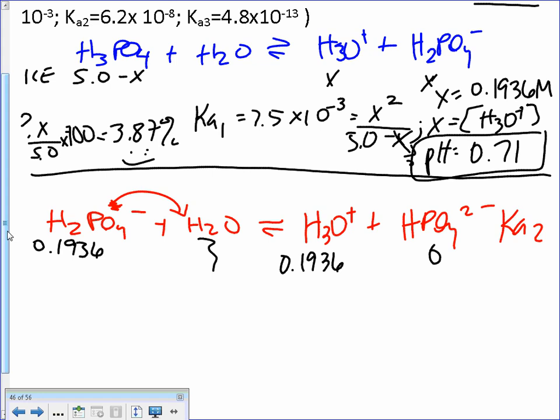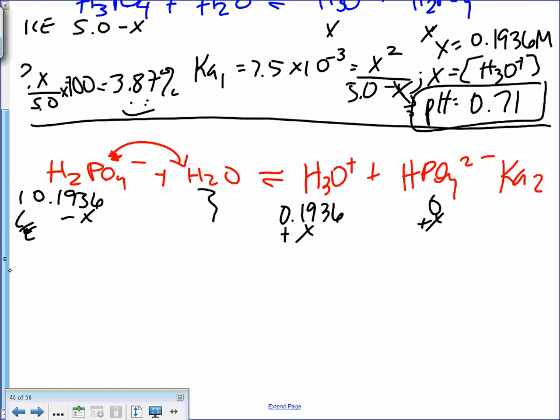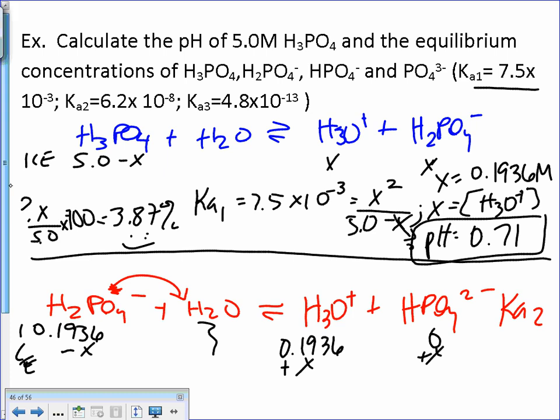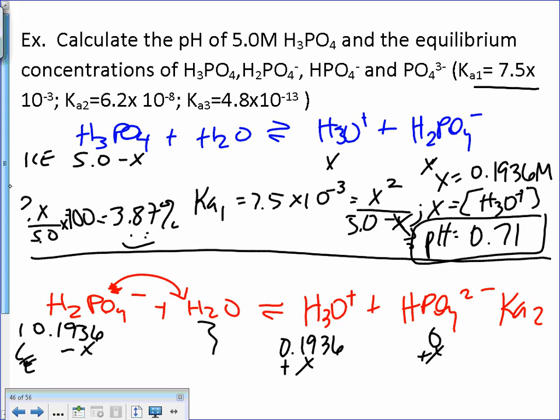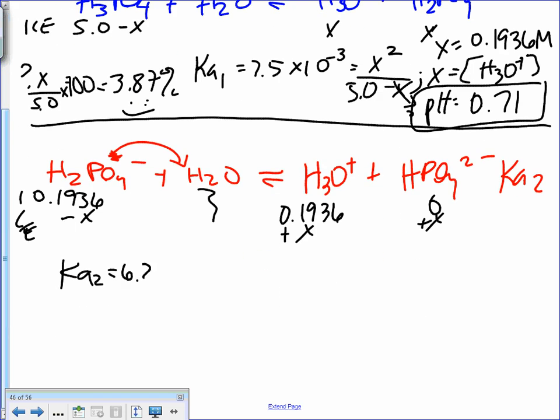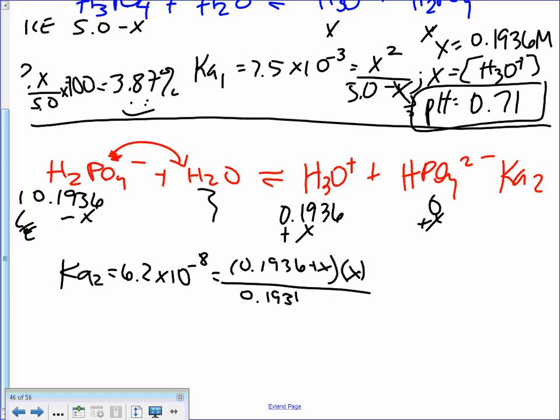So then once you undergo your changes for equilibrium, ICE there, what do you get here? You just do your normal thing, right? So subtract X, add X, and add X. So then when you set up your second dissociation constant, you set up the givens here. Ka2 is equal to 6.2 times 10 to the negative 8. And then you're just going to plug in your values that you have for your ICE box. So 0.1936 plus X times X over 0.1936 minus X.